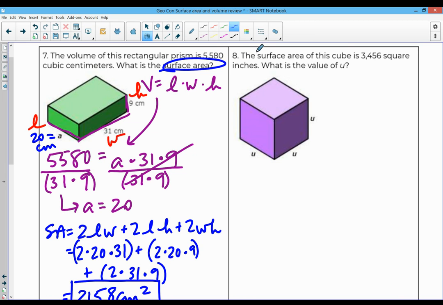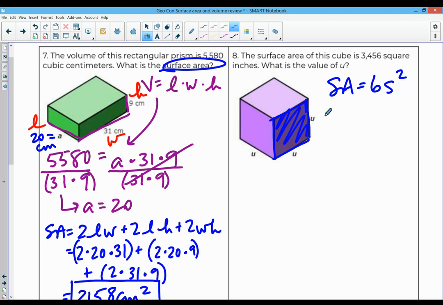All right, number 8, the surface area of this cube is 3,456 square units. What is the value of u? So the surface area of a cube is 6s squared. That comes from there being 6 sides, like if you were to think of dice. And if you do the side squared, that gives you this area here.